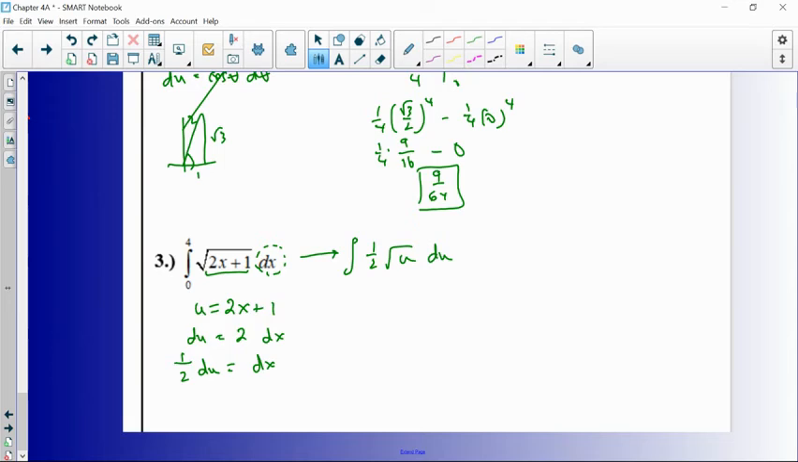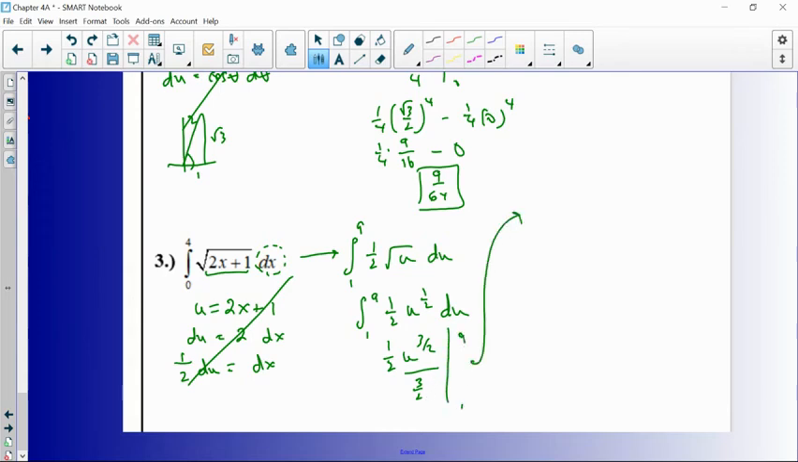Okay, now how do we get our bounds? Put in 0 for x. 2 times 0 is 0, plus 1 is 1. 2 times 4 is 8, plus 1 is 9. So now everything's in terms of u, including our bounds. And if it helps, before you do the integral, you could think about the square root of u as u to the 1/2 power. So you bump it up a power and divide by that power. So u to the 3/2 divided by 3/2, and we'll evaluate that from 1 to 9.